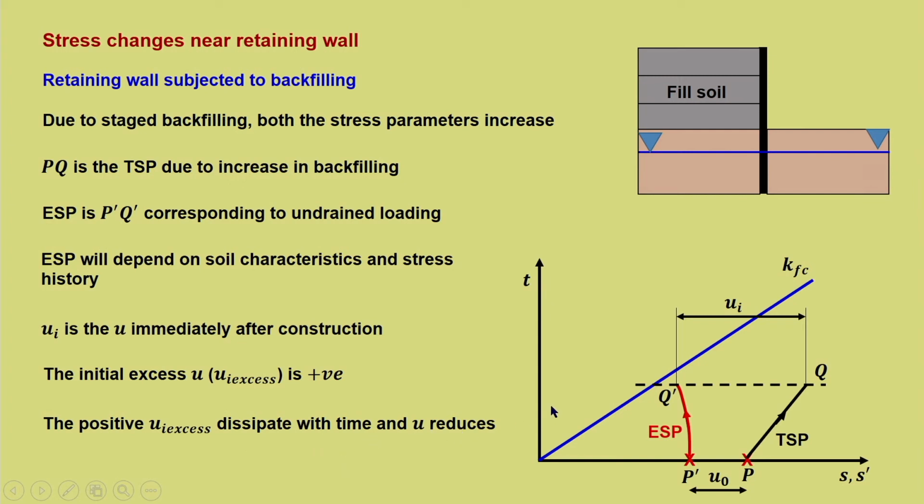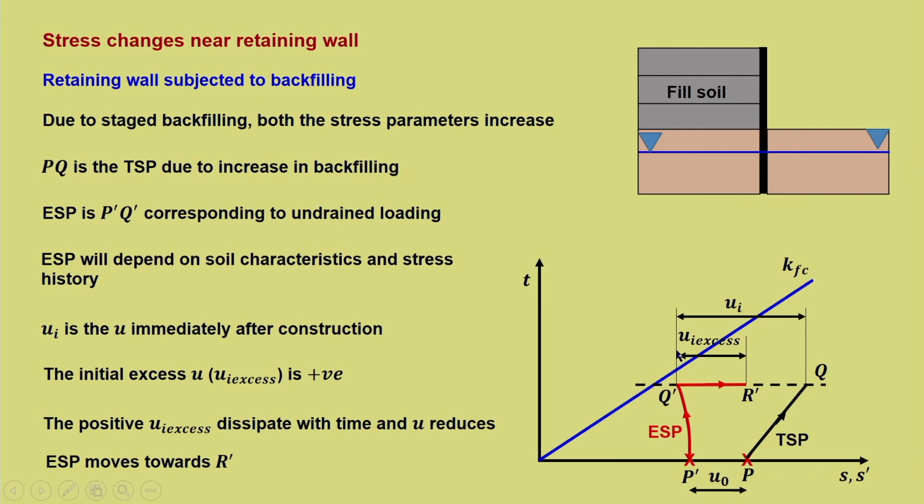Now, here it is just the opposite of the case that we discussed before. U excess, which is positive, when it dissipates, then the UI starts reducing. So, ESP will move away from the failure line and it moves in the direction of R dash. So, you can see that it is departing away from the failure line, and this is similar to the case that we discussed for a foundation imparting compressive load.